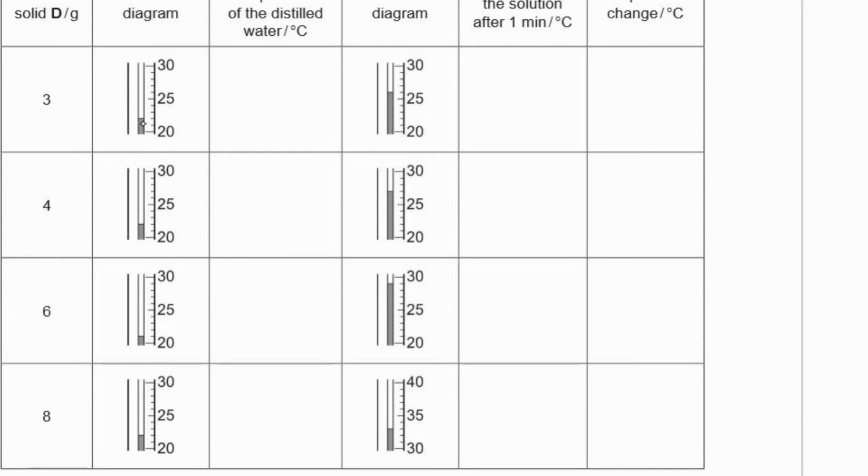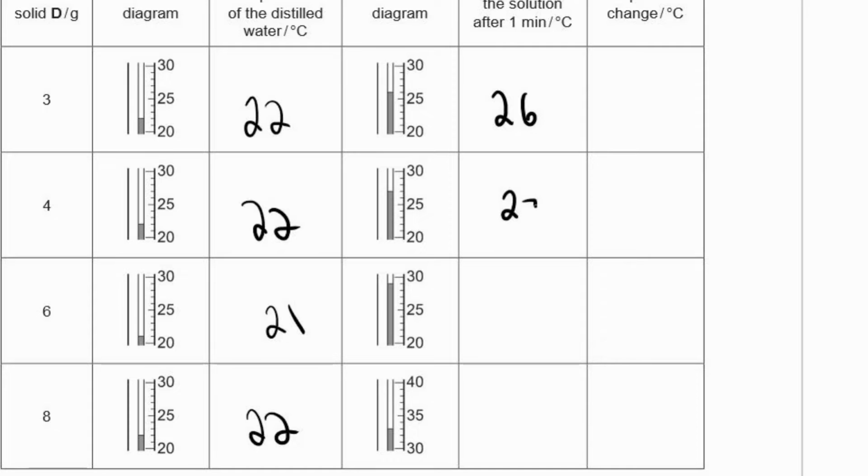Okay, so looking at this one, this one went up to 22 degrees as the initial temperature. This one's 22 degrees, this one's 21 degrees, and this one's 22 degrees. All right, then we have the final temperature of 3 grams of solid D. That's 26 degrees. This is 27 degrees. This is 29 degrees. And this one is 33 degrees.